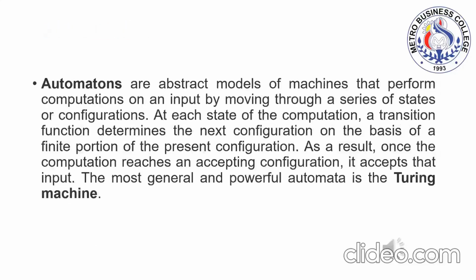Automatons are abstract models of machines that perform computations on an input by moving through a series of states or configurations. At each state of the computation, a transition function determines the next configuration on the basis of a finite portion of the present configuration. As a result, once the computation reaches an accepting configuration, it accepts that input. The most general and powerful automata is the Turing machine.